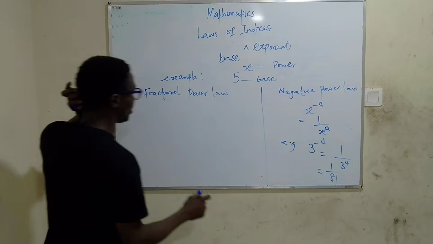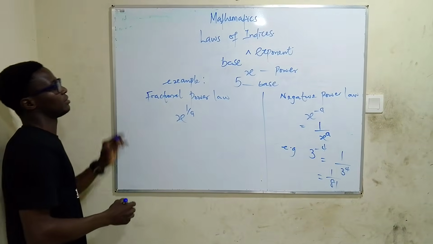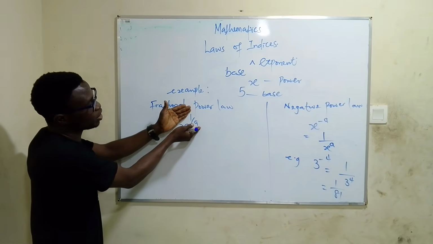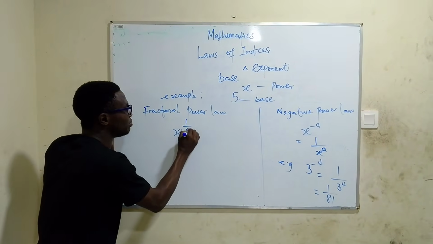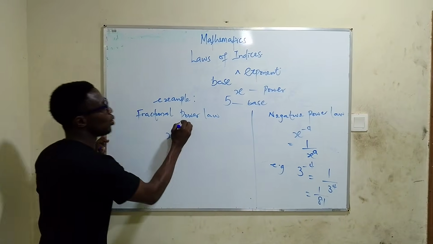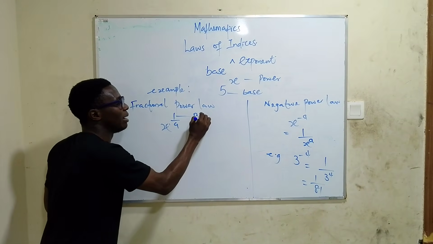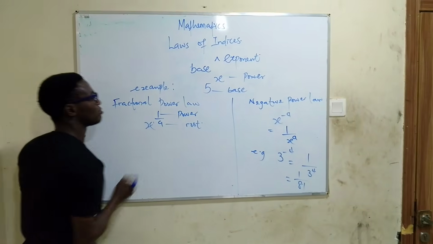Fractional power law. Now, x to the power of 1 over a. We are having a fraction in the power, with 1 as the numerator. The numerator represents the power and the denominator represents the root.